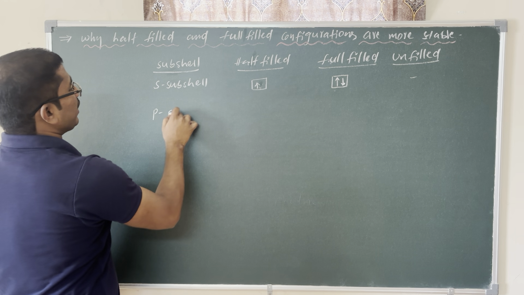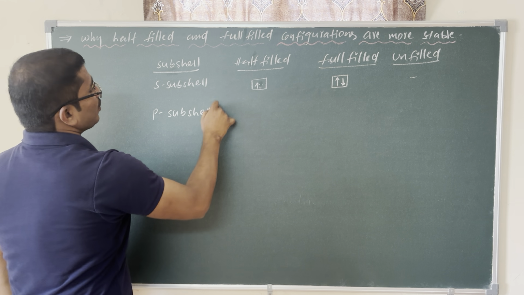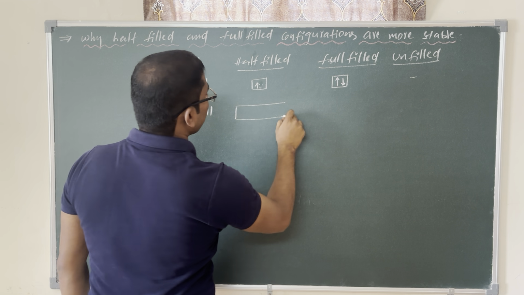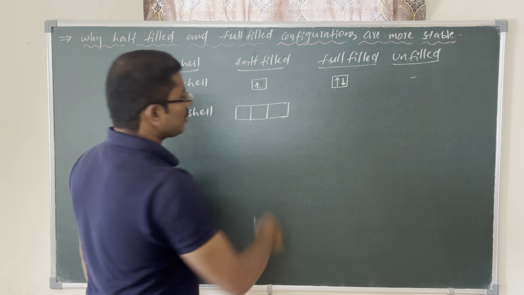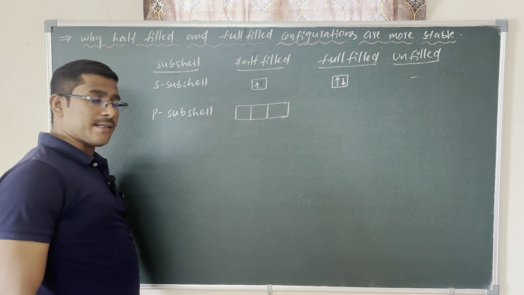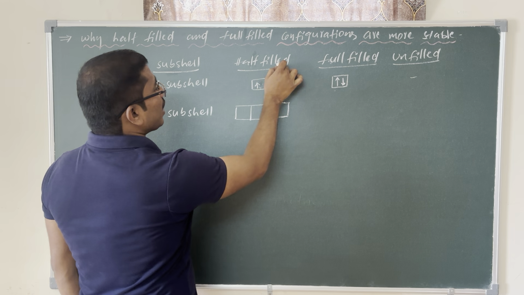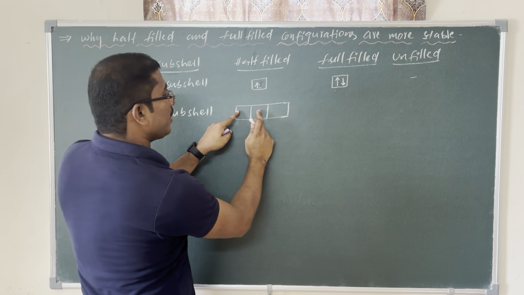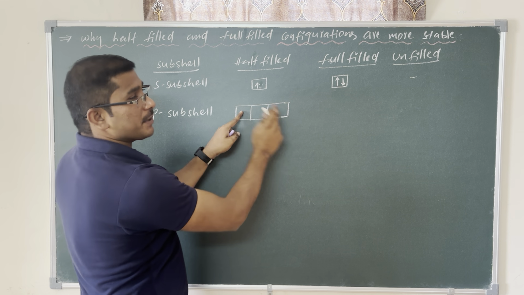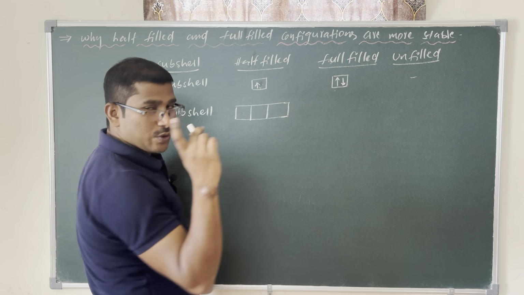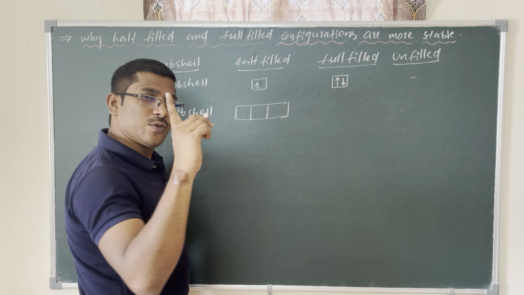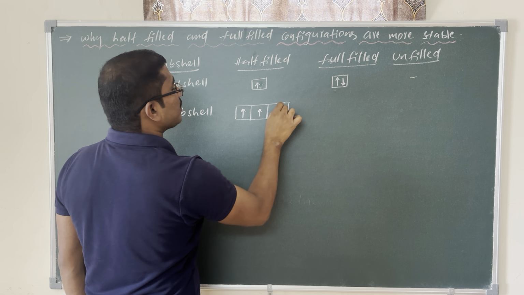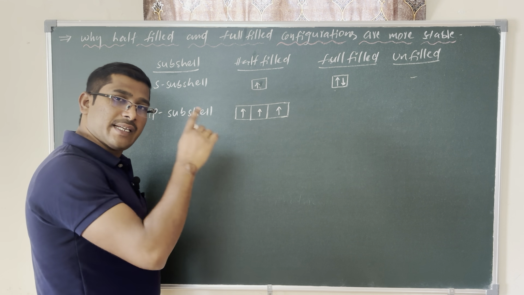For example, take the p subshell. In the p subshell, a total of 3 p orbitals are there. Half filled configuration: one orbital capacity is 2 electrons, and there are 3 p orbitals, so the half filled configuration is nothing but a total of 3 electrons present with the same spin, one in each orbital.